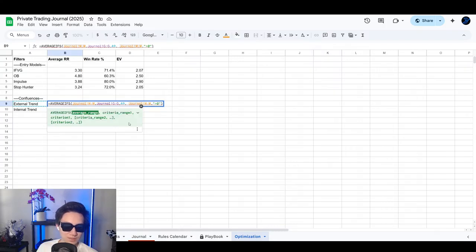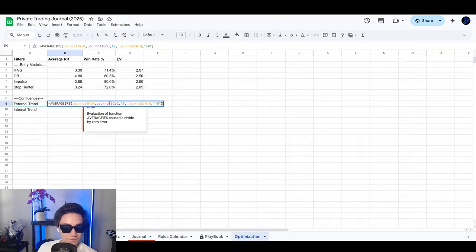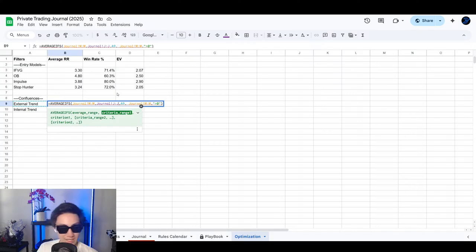So the average range is basically your output, which is the risk reward, and then here there are the two filters. One of the filters is that risk reward has to be above 0 to get the right RRs. And then since we're using external trend here, we want to use column J. Now I messed this up here, which I'll change in a bit. You guys probably understand why.